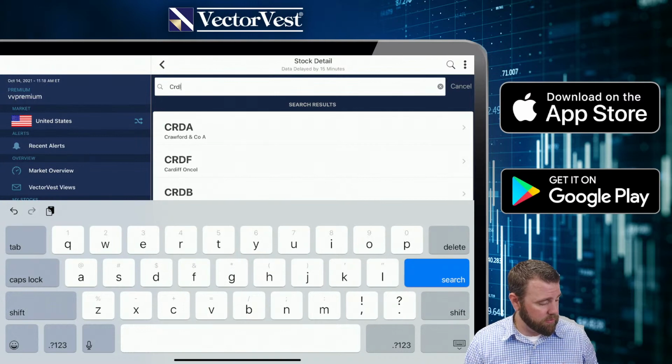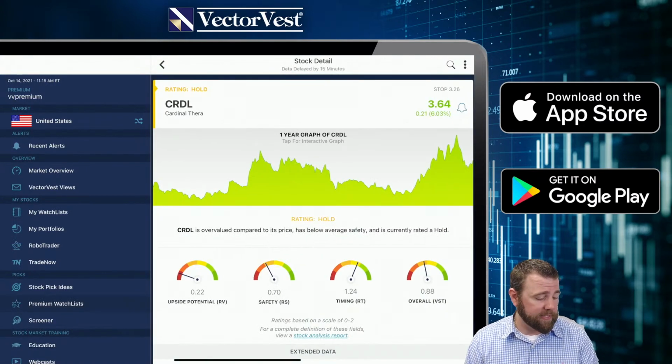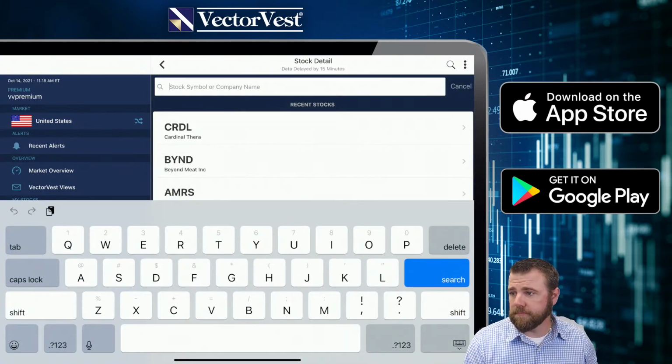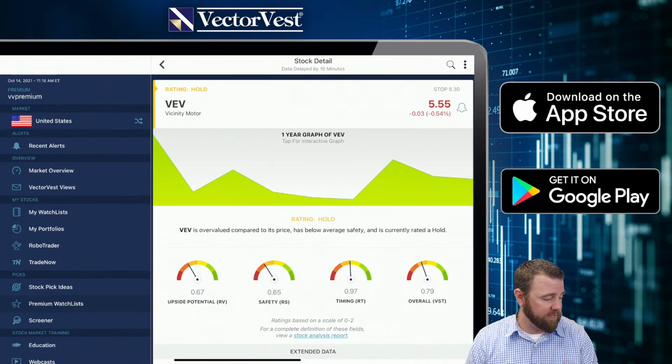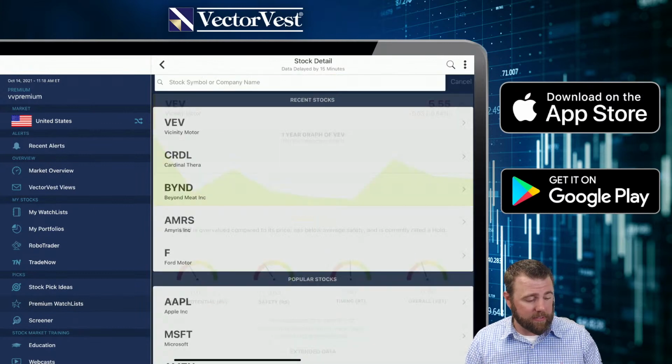CRDL. CRDL, poor long-term potential, a lot of risk. You do have some steady short-term uptrend momentum behind it right now, but not enough to make the stock favorable overall. Let's see. VEV. Vicinity Motors. Okay. So VEV, poor long-term potential, a lot of risk. It is a smaller company, more of a speculative play. You do have a sideways, a slightly down move on a short-term basis. Overall, not a good stock for the time being.